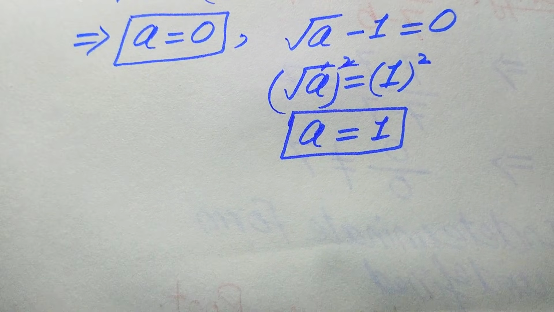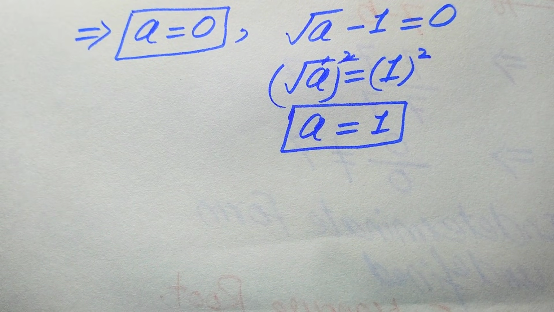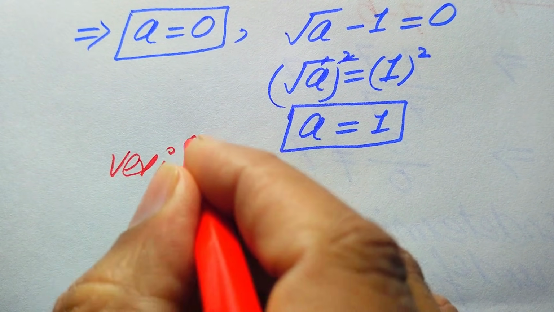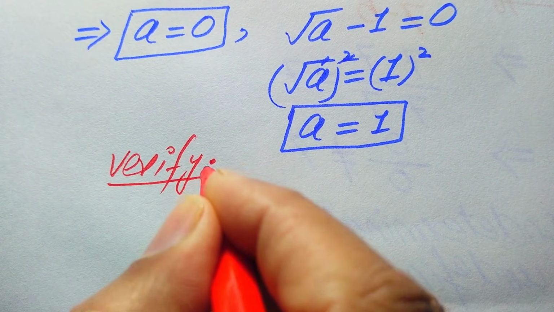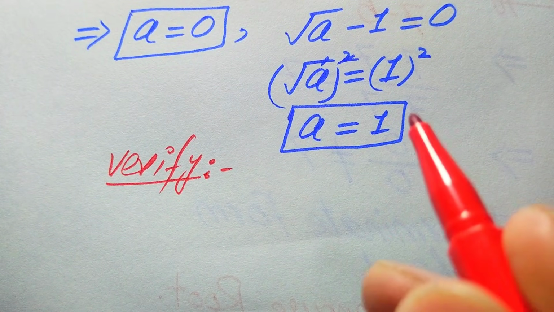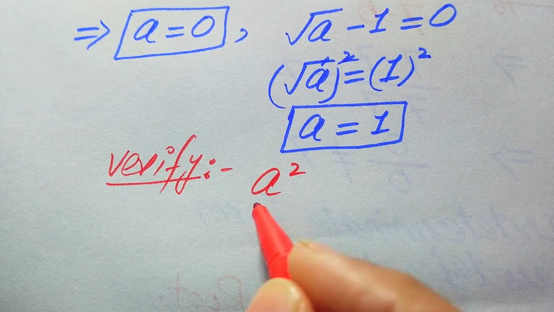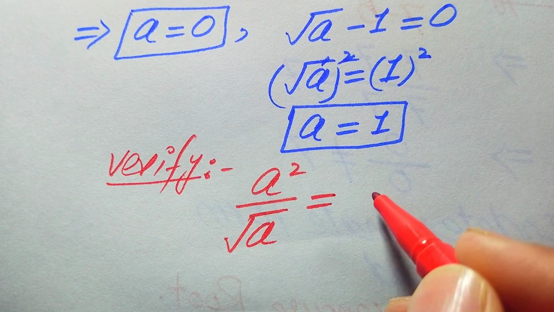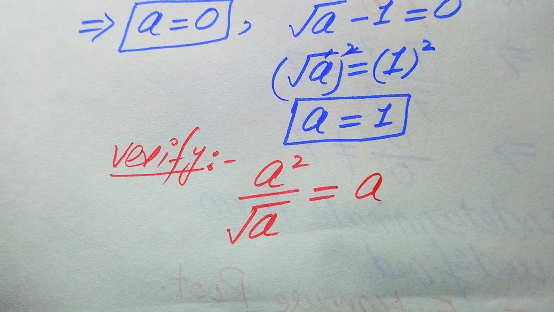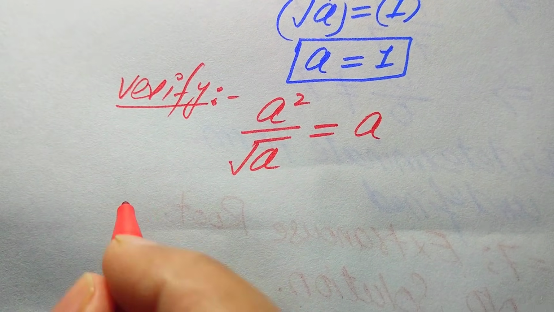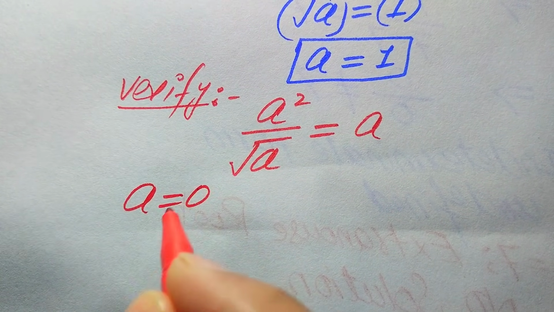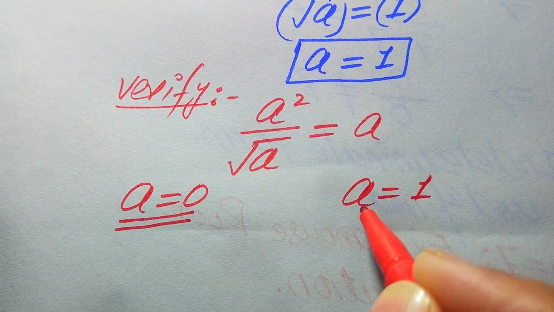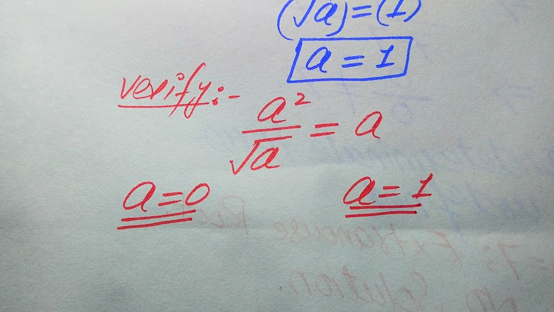So these are the two values of a, and now in the next step we need to verify whether each value of a is a solution or an extraneous root. For verification of these values we need to copy down the given question statement. Here it is a squared divided by the square root of a is equal to a. This is our given question statement, and on this side we will verify a equals to 0, and on this side we will verify a is equal to 1.